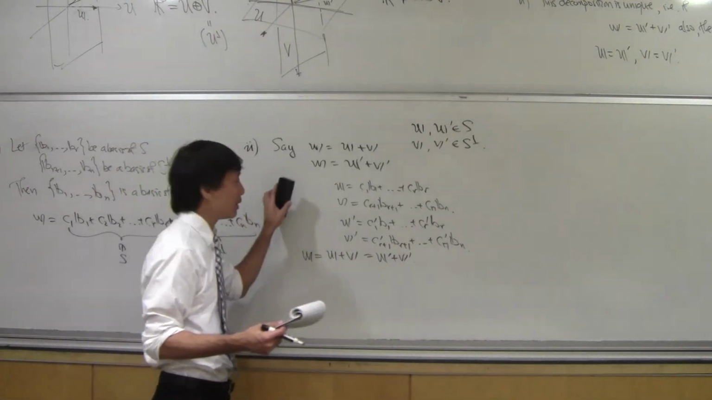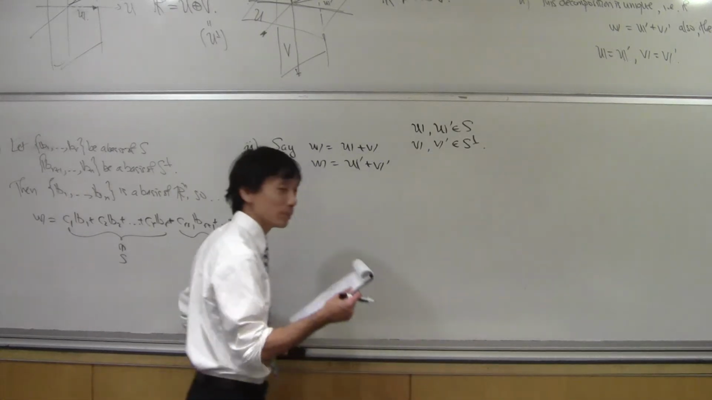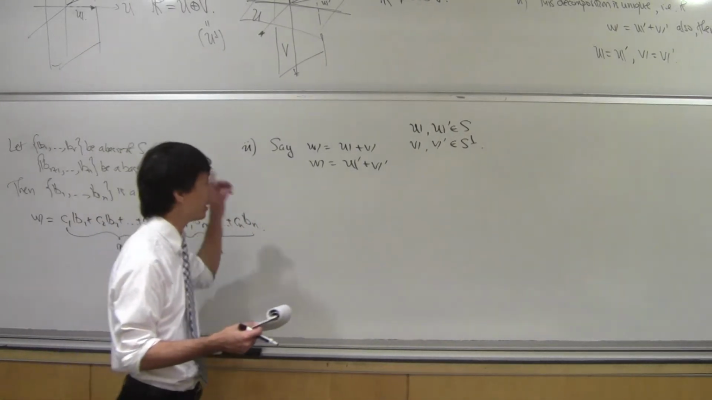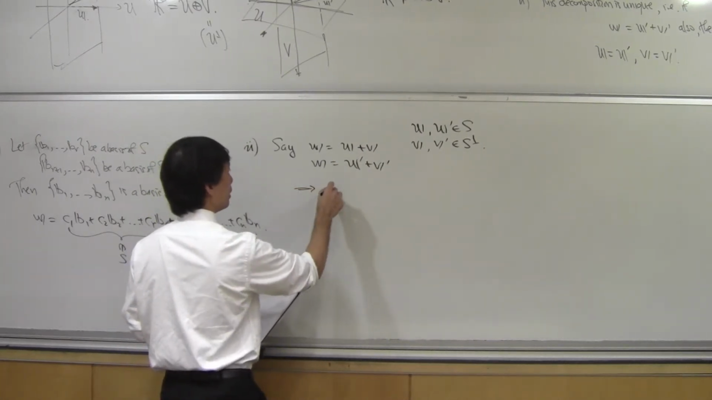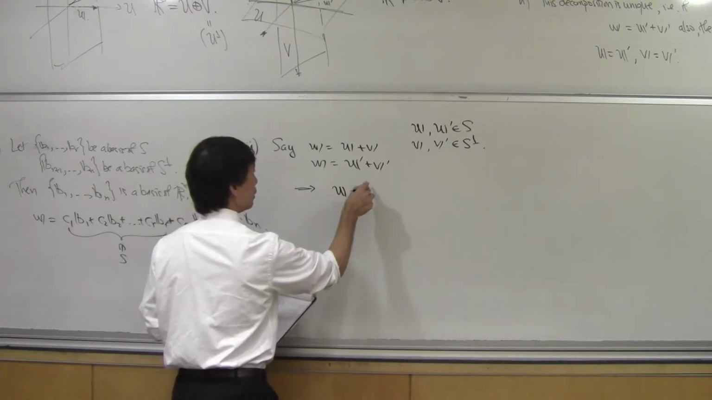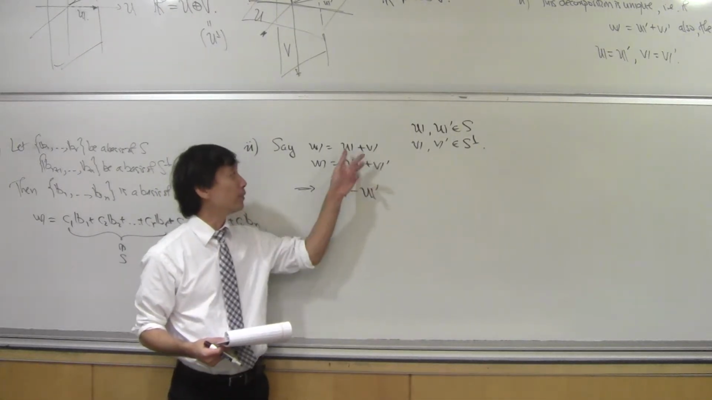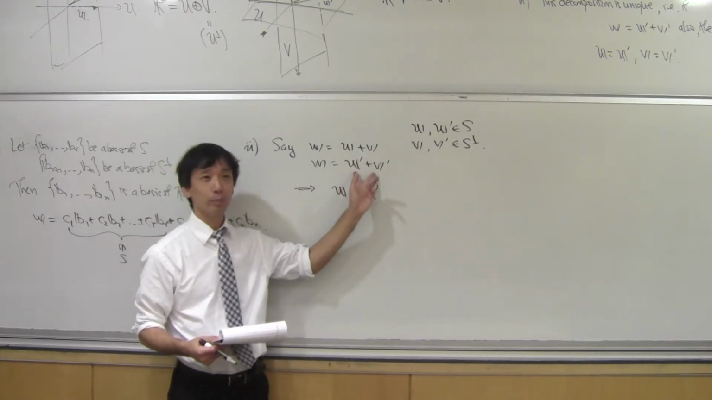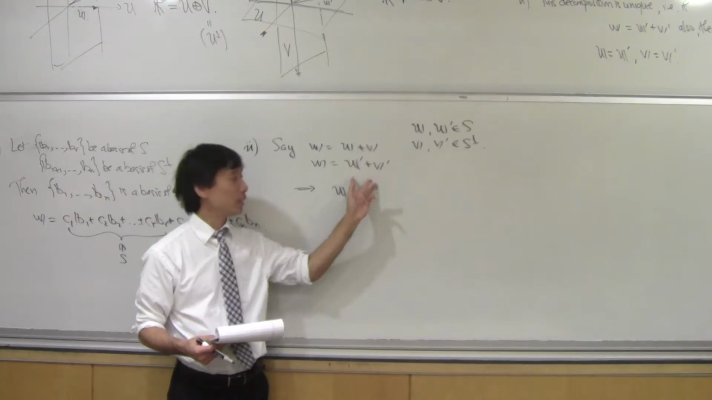Let me think about it. Something seems a little strange to me. So let me just explain it the way I wanted to explain it. Okay, so if this happened, what do you notice about U minus U prime? What can you say about U minus U prime here? If U plus V equals U prime plus V prime, then what's U minus U prime?